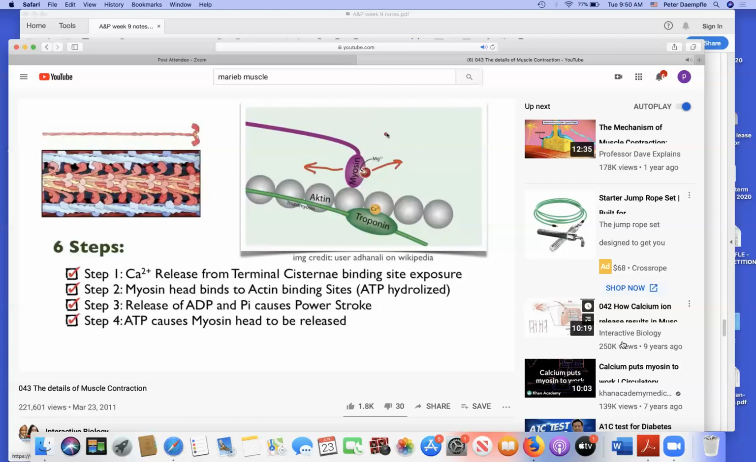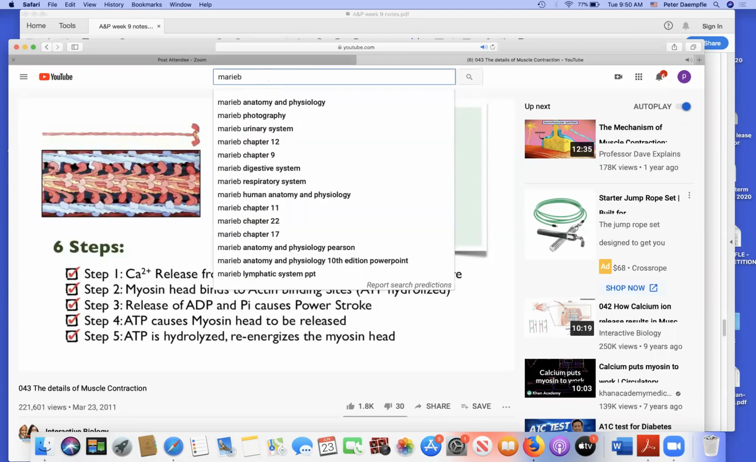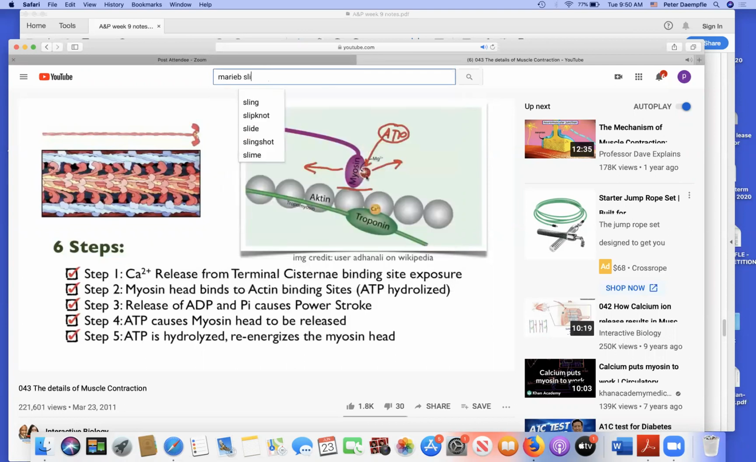Step number 4 is another one that I'm not showing, but we have ATP. So this is an ATP molecule that comes in and binds to the myosin head. When that binds to the myosin head, it then detaches from the actin, so we no longer have that connection. That's step number 4. Step number 5, ATP is hydrolyzed, which re-energizes the myosin head. So once we have ATP being hydrolyzed, like it is here, that re-energizes the myosin head, and it's ready to go again.